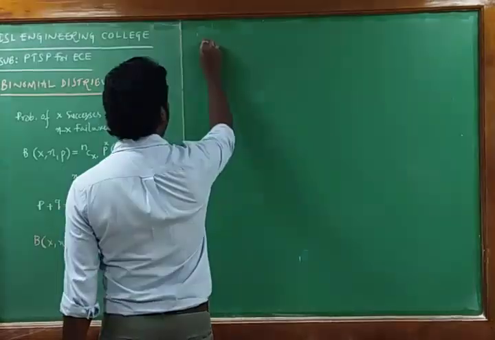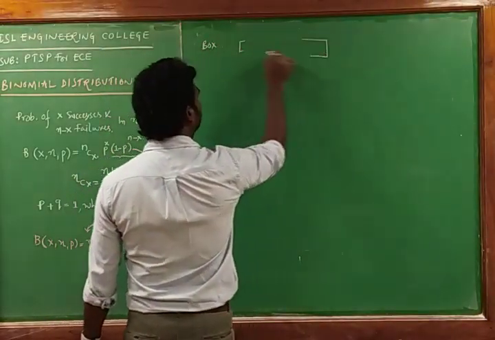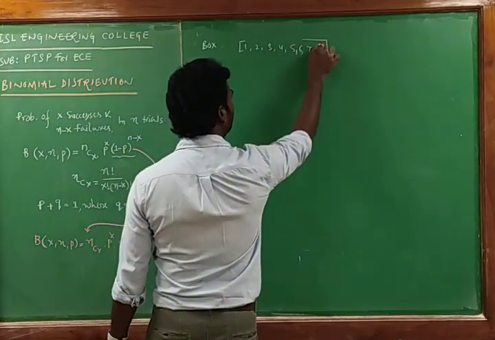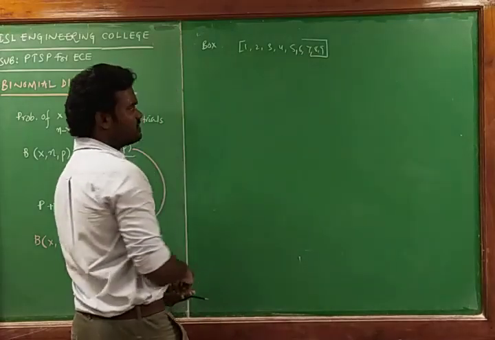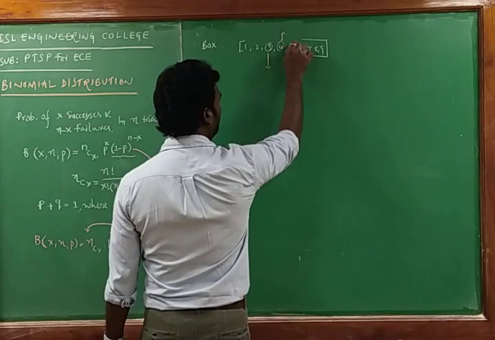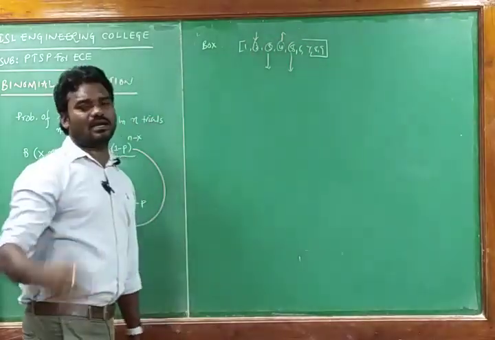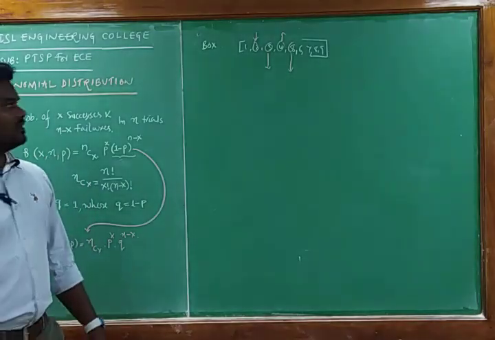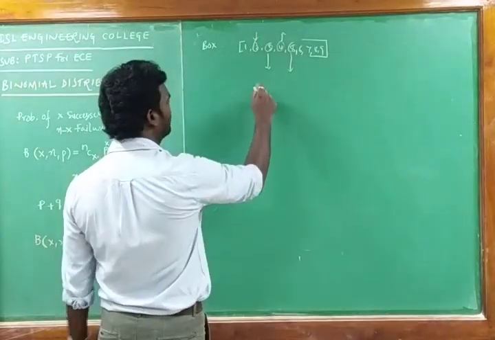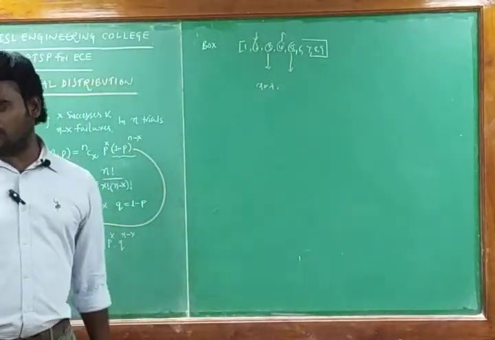A box containing 9 cards, 9 cards are there: 1, 2, 3, 4, 5, 6, 7, 8, 9. In which 4 cards are drawn. Any 4 are drawn, and they are replaced by other cards. We don't know what the other cards are. So how many cards have we drawn? 4 cards, so n is equal to 4.